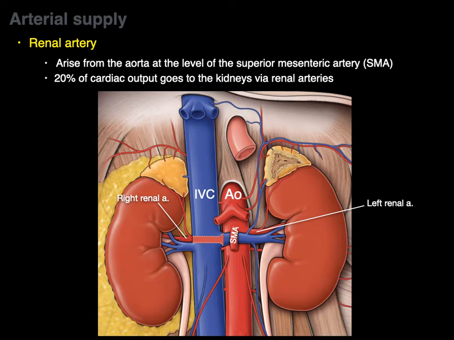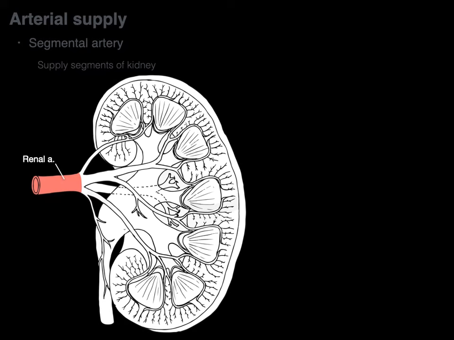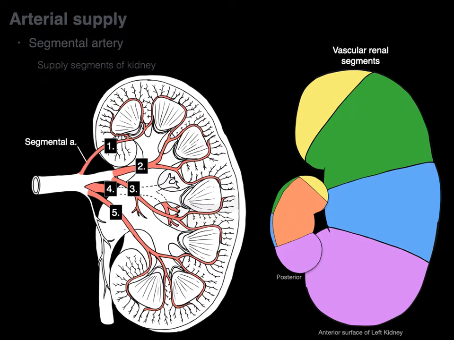And 20% of all the cardiac output goes to the kidneys via the renal arteries. That is a substantial amount of blood. The next branch is a segmental artery because it supplies segments of a kidney. So if that's the renal artery, there are the segmental arteries, and there are 5 different segmental arteries that supply 5 different vascular renal segments.